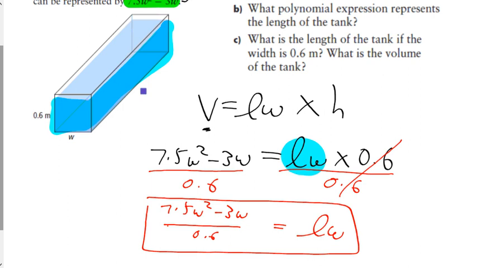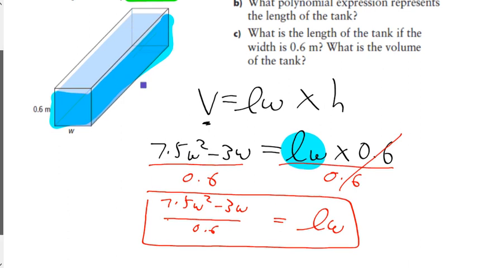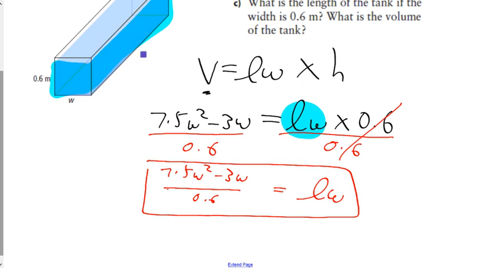Okay? Now B says what polynomial expression represents the length of the tank? So if we take this expression, what it's asking me is, can we isolate the variable L? Can we create a formula that is an isolating of L? What would I do for this one if I wanted to isolate that variable L? Oh, by the way, first of all, is this simplified? Is this expression simplified?